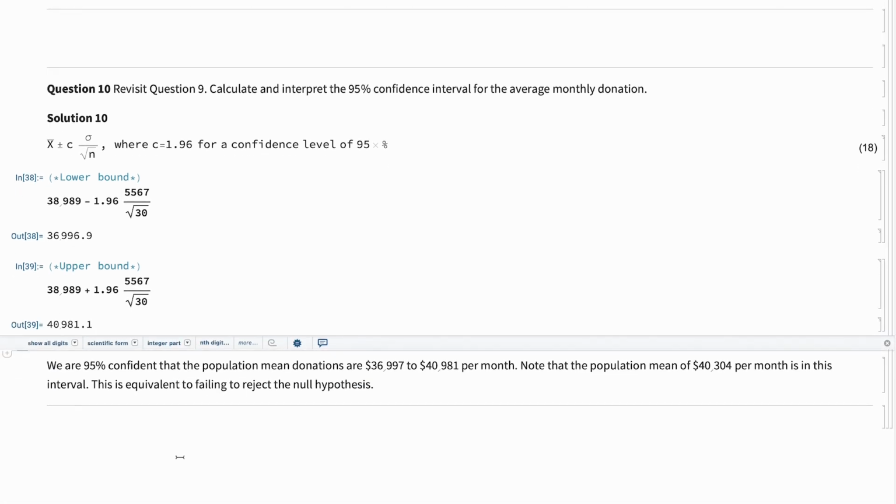So there you go. I found 36,996.9 to 40,981. What was the value under our null hypothesis? Well, it was 40,304, and that is within this interval. I do find the null hypothesis value, the population mean, within my confidence interval, and hence that would be the same as saying I failed to reject my null hypothesis. That goes with the hypothesis testing. I better come to the same conclusion.